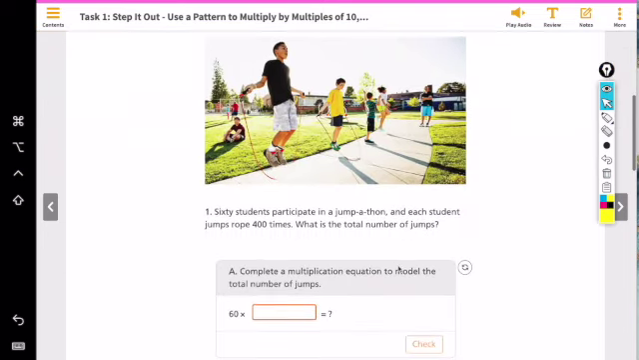Step it out. There are 60 students who participate in a jump-a-thon, and each student jump ropes 400 times. What is the total number of jumps? Okay, so they're asking me, what is the total number of jumps? I'm going to reread that one more time. There are 60 students participating in a jump-a-thon, and each student jumps rope 400 times. What is the total number of jumps? The first question is to complete a multiplication equation to model the total number of jumps.